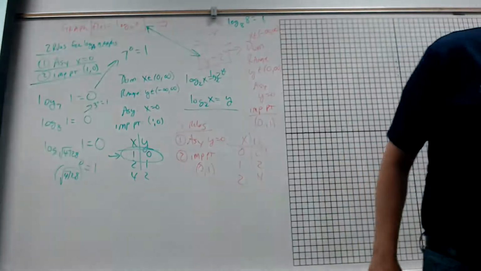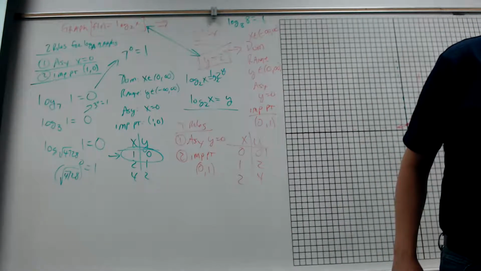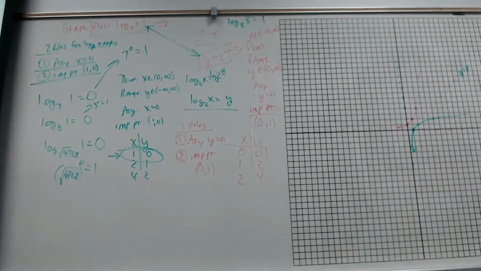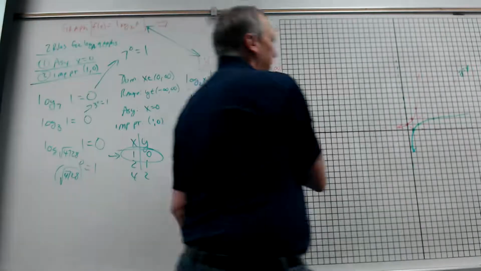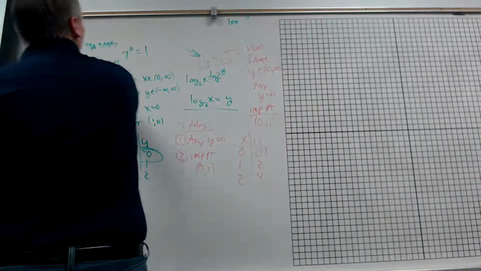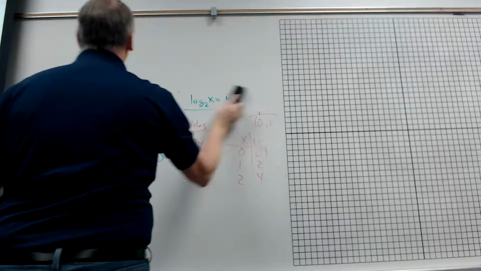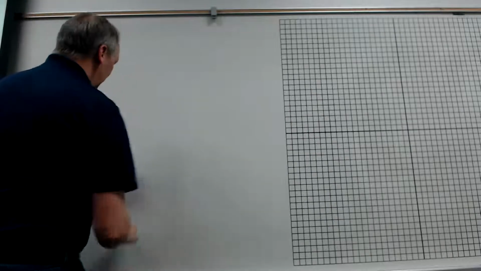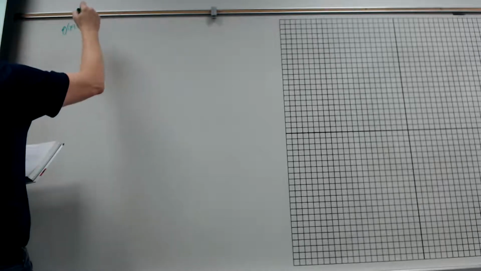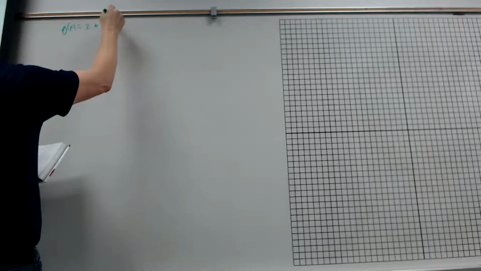Okay, so are we good there? Should we start doing some shifting around? Okay, let's do some shifting around. I'm going to erase this. All right, how about this: g of x equals 2 plus the log base 5 of x.